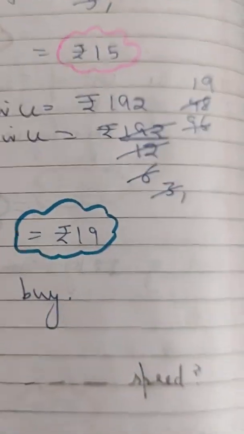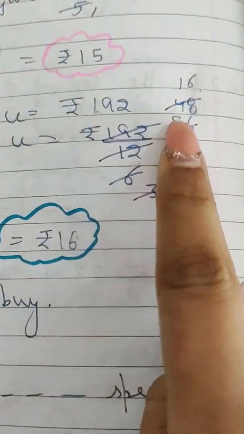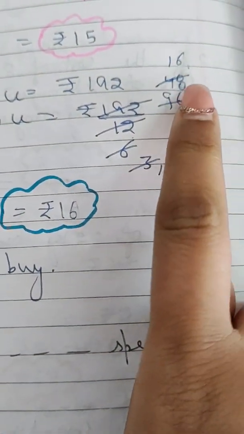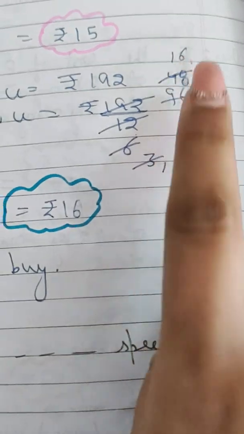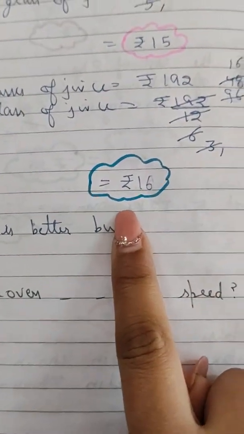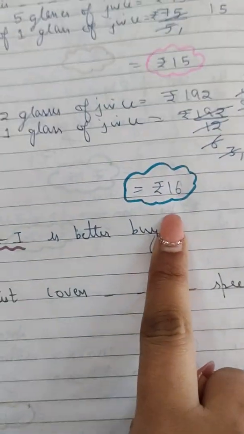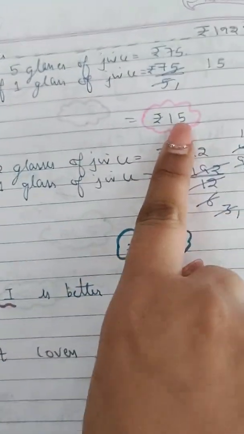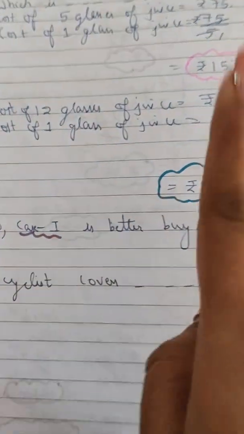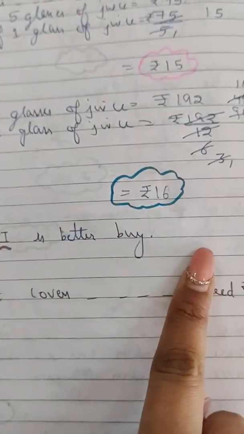So here's one mistake. So here rupees 16. Okay, 48 comes in the table of 3 at 16 and 3 will go at 1. So rupees 16 is the cost of 1 glass of juice. Here the cost is 15, here 16. So case 1 is taking less money, so obviously case 1 is the better buy.